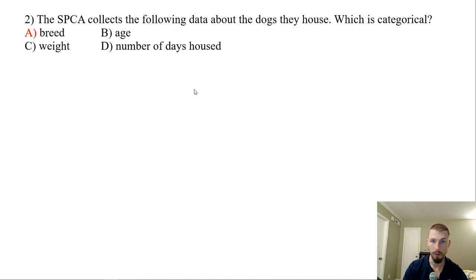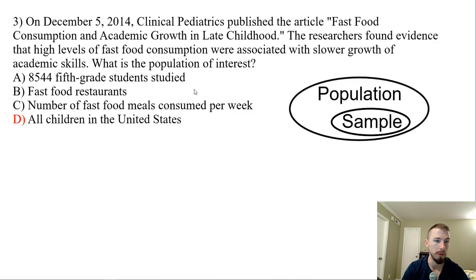Their age is clearly going to be quantitative because it's a range of values, with years old being the units, from newborn all the way to 18 or however old the oldest dog is. The weight is going to be in pounds. Again, clearly quantitative, a value from the lightest one to the heaviest one. Number of days housed is anywhere from 0 to the longest one, and the units are days housed. So clearly this one would be breed.